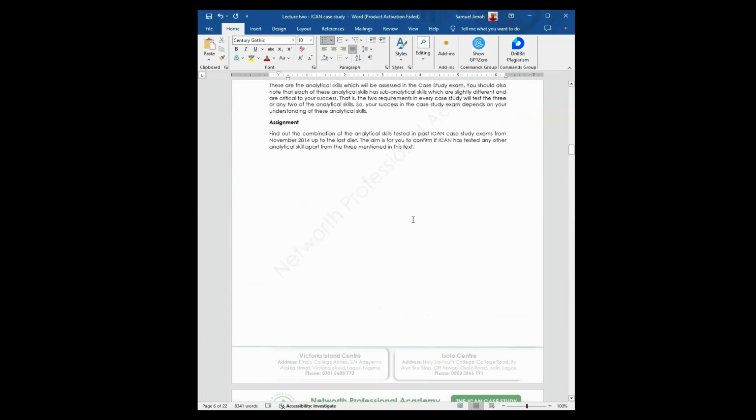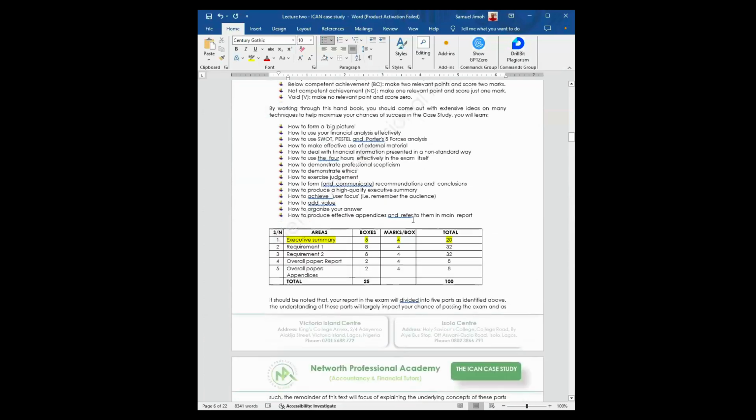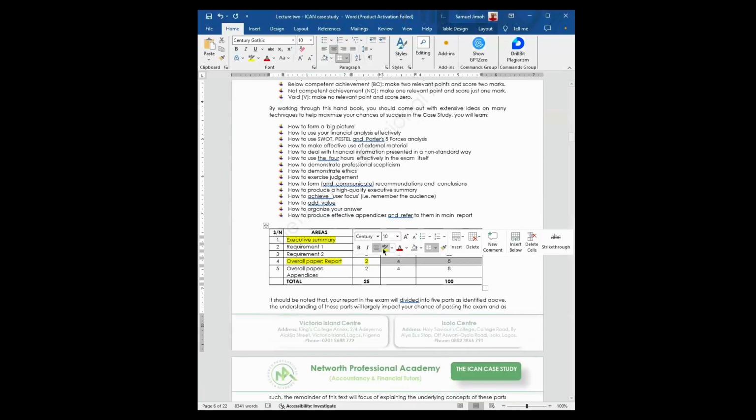So this is what we have done so far. We have looked at the executive summary and we have looked at the overall report. And we have looked at these two sub skills under the overall report, that is the report structure and the report style and language. And that is where you can get these 8 marks. If you have done those things, then these 8 marks can be awarded to you.